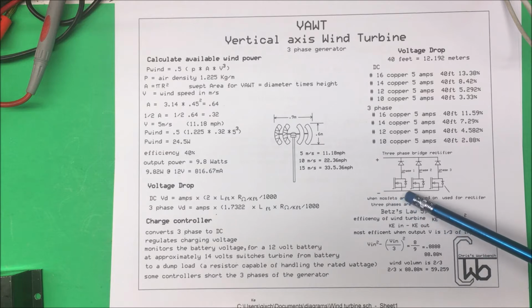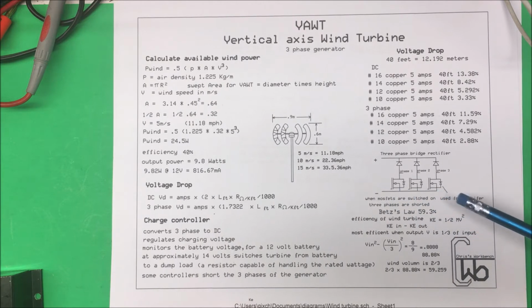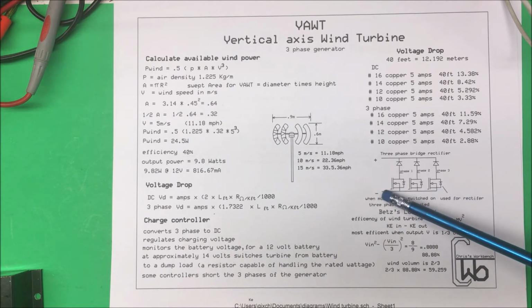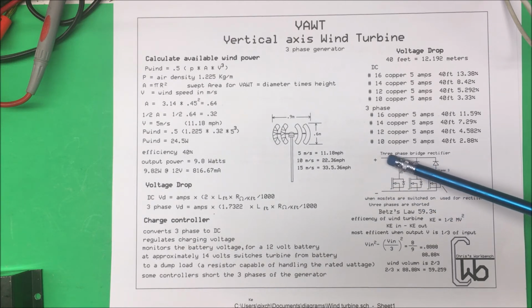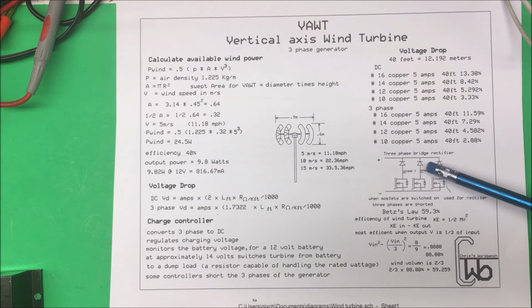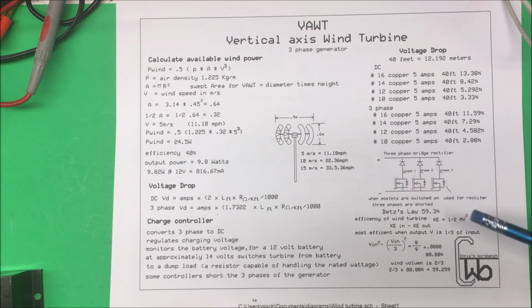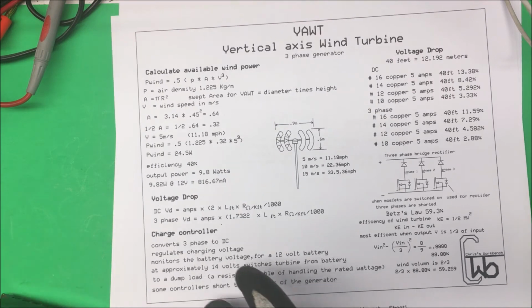And then when you energize these MOSFETs, it just shorts all these together, okay? So it shorts out the 3 phases here, phase 1, 2, and 3 on here. Those all get shorted together, and it puts a big load on the unit so that it doesn't run away with itself. So we're going to take a look at that.